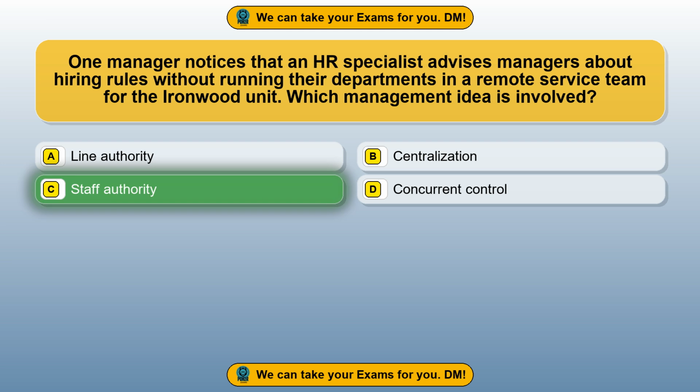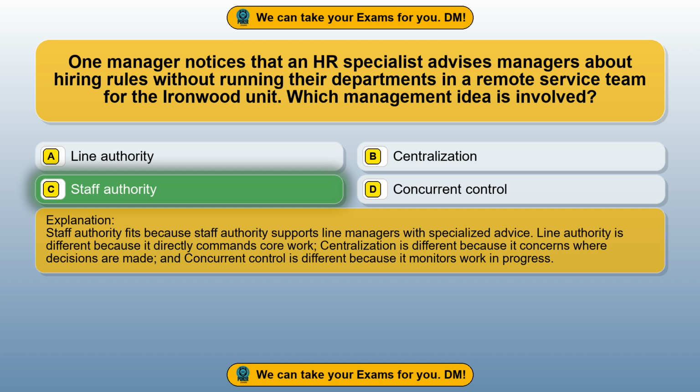Staff authority. Staff authority fits because staff authority supports line managers with specialized advice. Line authority is different because it directly commands core work. Centralization is different because it concerns where decisions are made, and concurrent control is different because it monitors work in progress.